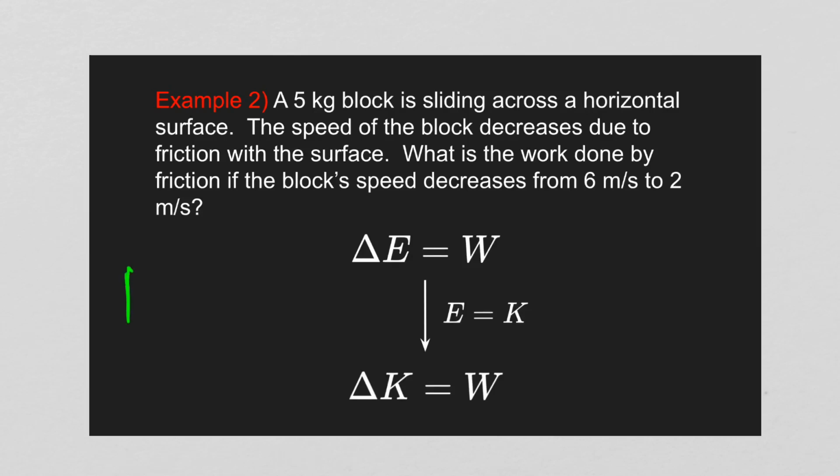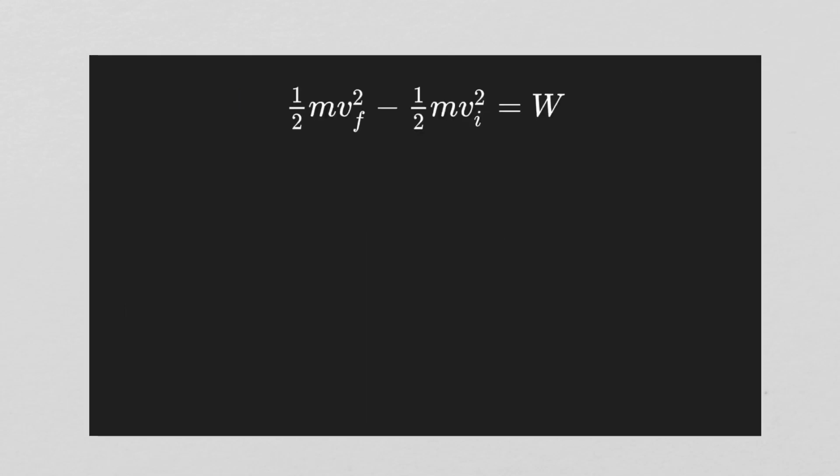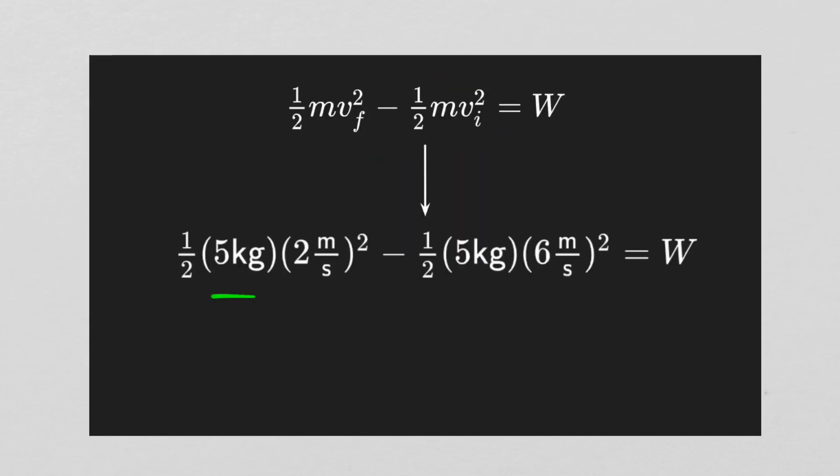So now we're going to have this block. It's already moving, and then it's going to come to a stop with friction. So the speed of the block is decreasing. Is energy going in or out? All right, well, let's find out. So again, we're only looking at the kinetic energy equaling the work. We'll plug in our values.